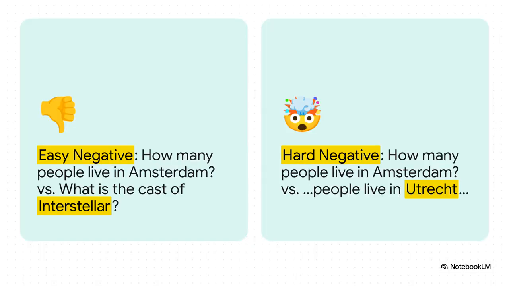And this right here illustrates the difference perfectly. On the left, you've got that easy negative. The sentences are about totally different things. No sweat. But look at the right. That's a hard negative. The question is about Amsterdam's population. The hard negative is also about population. It even mentions Amsterdam, and it has numbers. It's super related, but it's the wrong answer. Forcing the model to figure out the difference between the right answer and this very tricky wrong answer is what builds that deep, nuanced understanding.